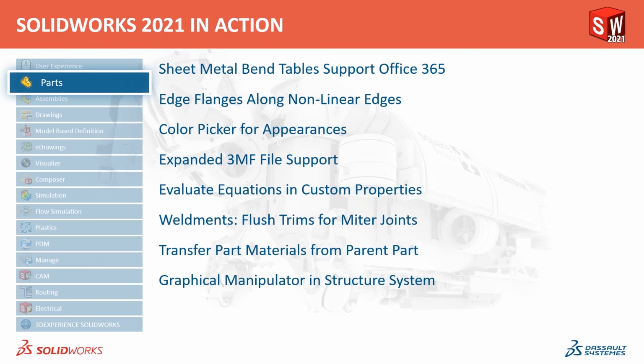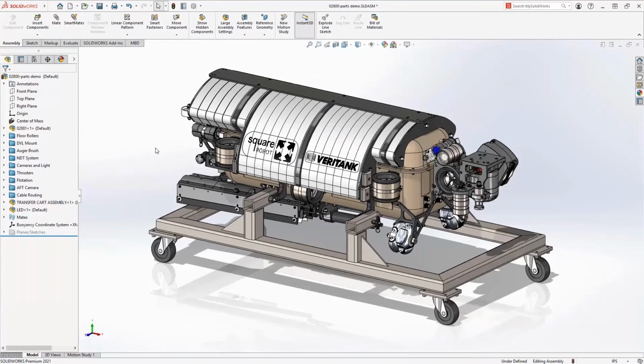Now, on to parts. SOLIDWORKS 2021 introduces many enhancements to extend the already robust capabilities when working with parts. So let's focus on the parts that we want to work on and take a look at some enhancements to sheet metal, 3MF support, and some new capabilities for weldments and the structure system. I'm sure we'll run into other enhancements along the way.